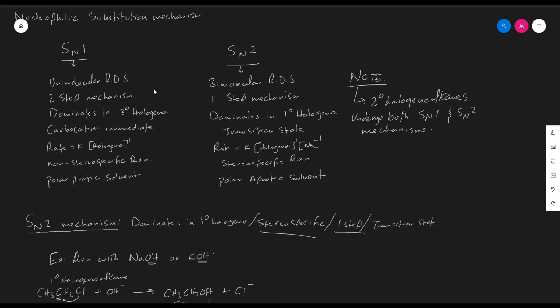Thus, if it's a unimolecular rate determining step, this means the mechanism must be a two-step mechanism in which an intermediate is formed in the first slow rate determining step, which reacts in the second part of the mechanism. While in a bimolecular rate determining step, since we only have two reactants, this means the mechanism is a one-step mechanism, since both particles, the halogenoalkane and the nucleophile, are reacting in the same step.